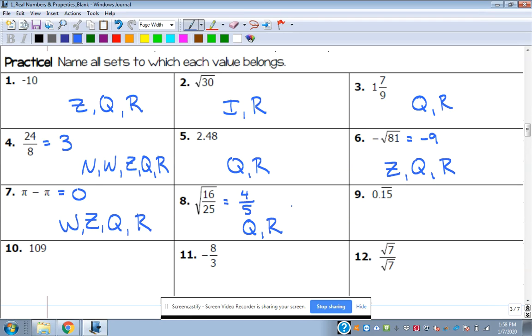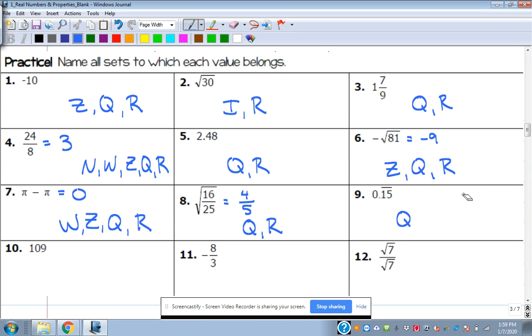What about number 9? This is 0.15 repeating. So is this rational or irrational? Rational, because it repeats. That bar above it means that this is a repeating decimal of 0.15151515. It doesn't end, but it repeats. And rational numbers can be repeating.